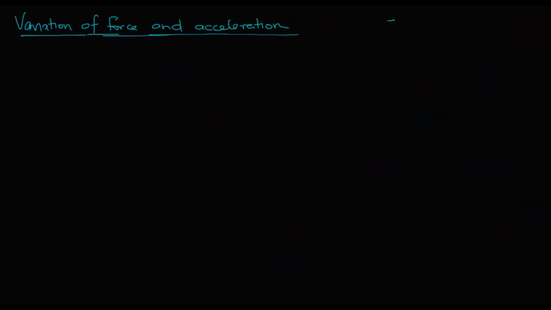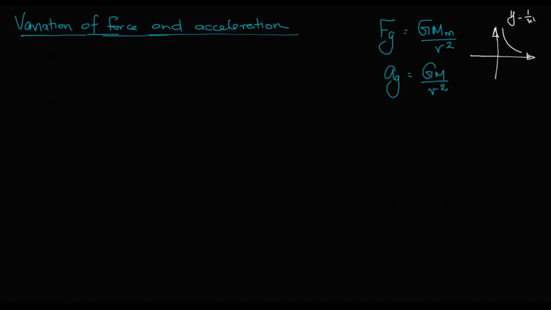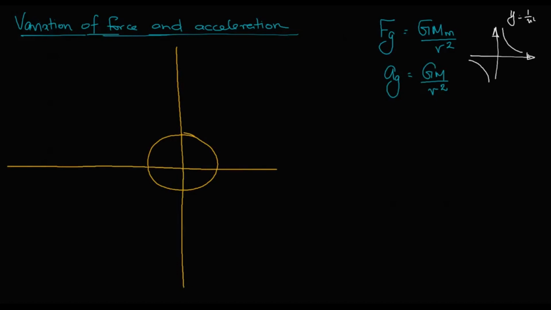So we know that the force due to gravity between two particles is given by G m m over r squared, and the acceleration due to one of the masses at a particular distance r from the center of the mass is G m over r squared. So in math, you would have learned that y equals 1 over x squared is a graph that looks like this, right? So we will be using that in this concept. So let's say that I have a planet, maybe the Earth itself, or the Sun, or whatever planet, and I have an axis that goes through the center of the planet, right?